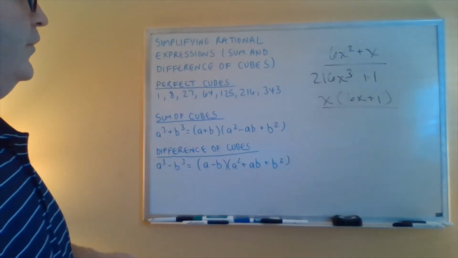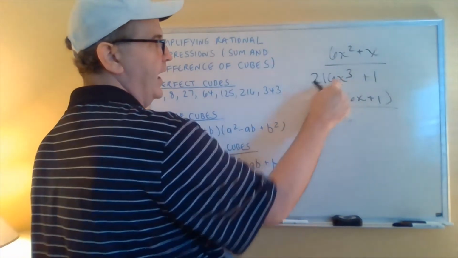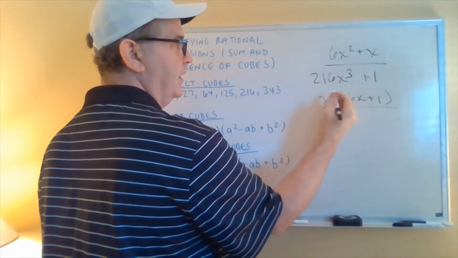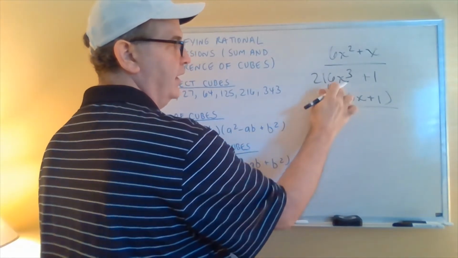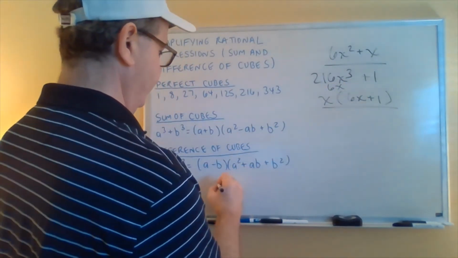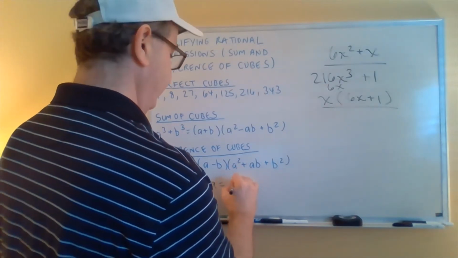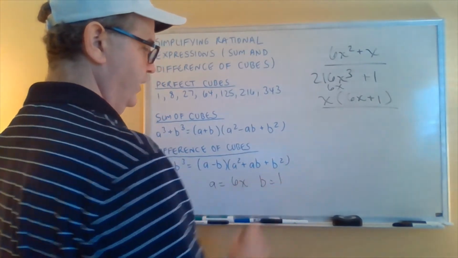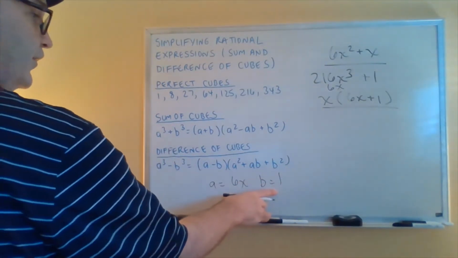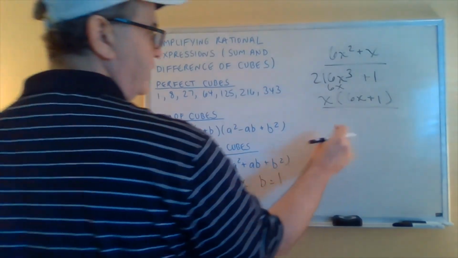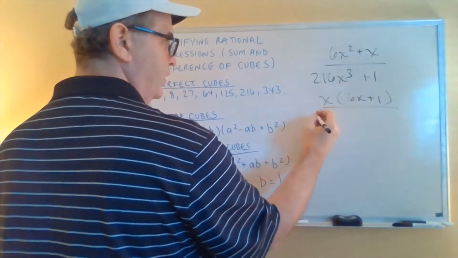Okay, let's look at the bottom here. If we identify our a and our b here, what do we cube to get to 216? We cube 6. And what do we cube to get to x cubed? We cube x. So our a is going to be 6x. What is our b going to be? What do we cube to get 1? Just 1. So here is our a and our b, and we're going to plug that into our sum of cubes formula. And that'll be our new denominator.